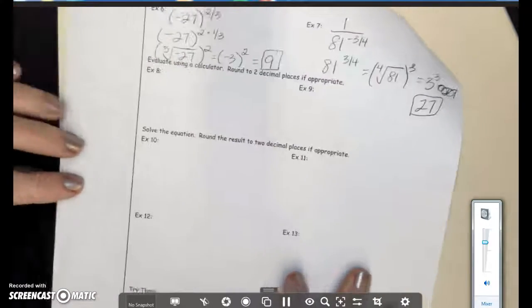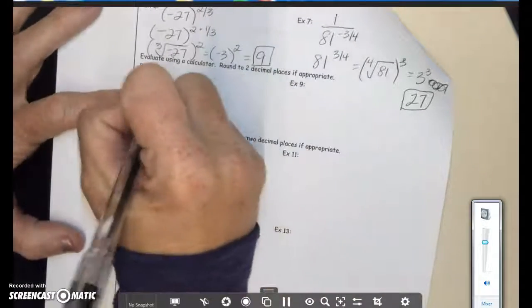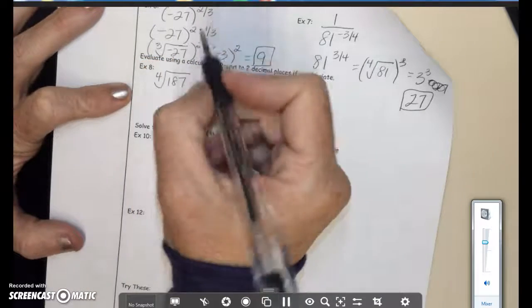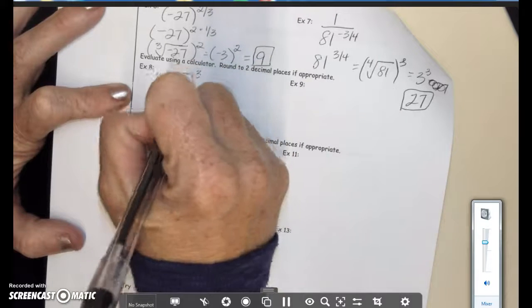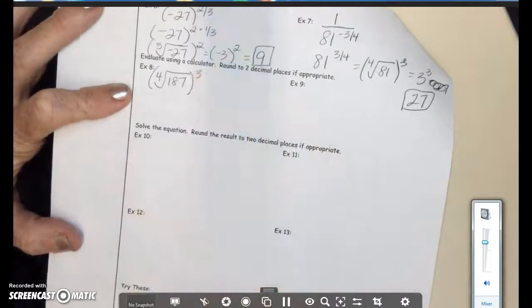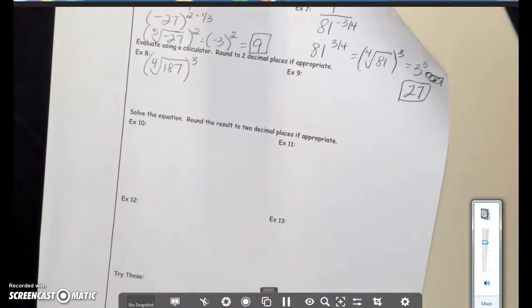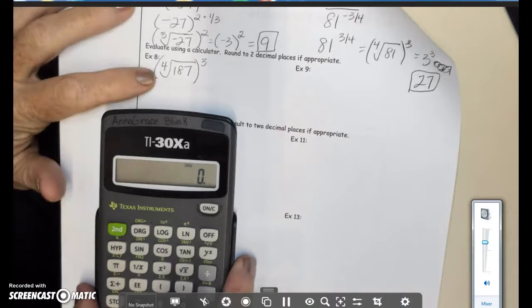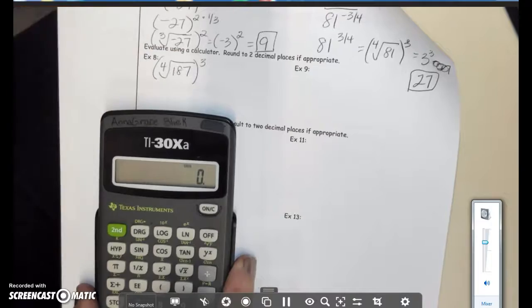Okay? So let's flip it around. Actually, we're going to do some now that don't have a nice even root. We've used some really pretty numbers so far, but of course in life they're not all going to be pretty. And we've got to learn how to deal with that. So we are in fact going to do the same thing. We're going to take the fourth root of 187 and then raise it to the 3rd power.